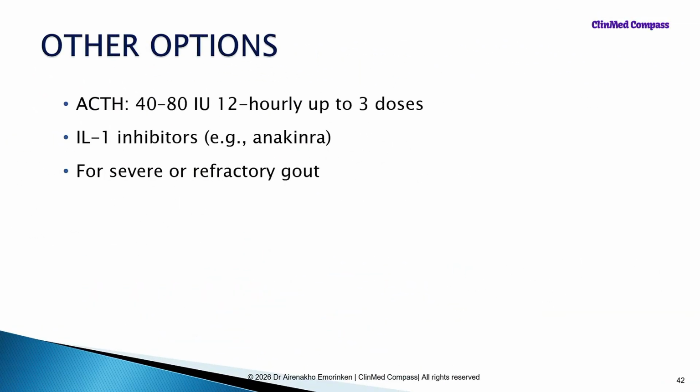For complex or refractory cases, consider adrenocorticotropic hormone, around 40 to 80 international units every 12 hours for up to 3 doses. It stimulates endogenous cortisol production. Interleukin-1 inhibitors like anakinra block the key cytokine in gout pathogenesis and are reserved for severe treatment-resistant cases.